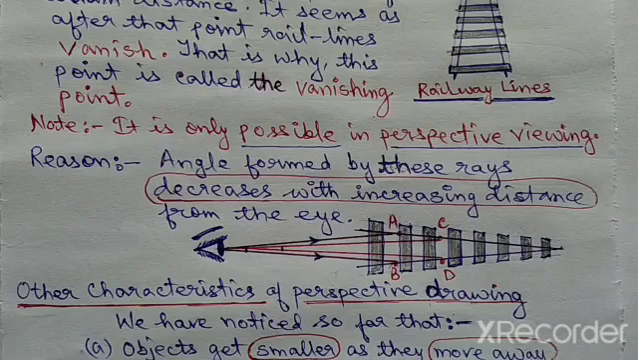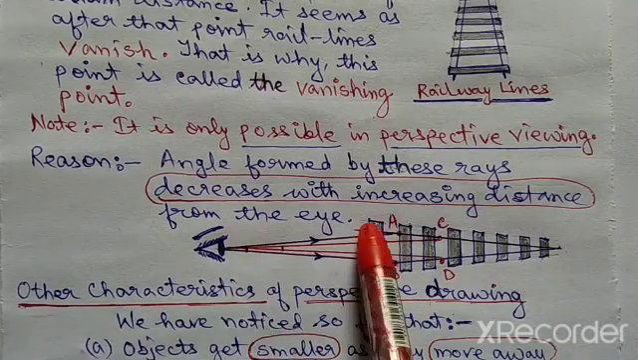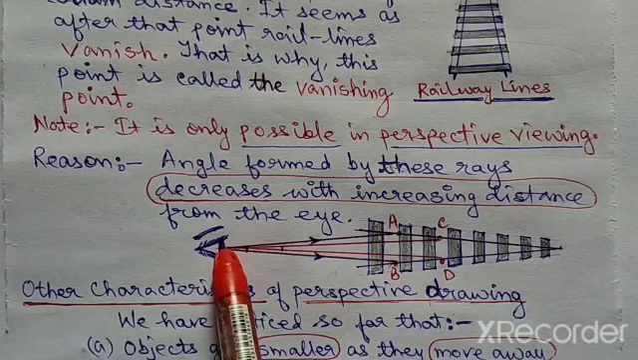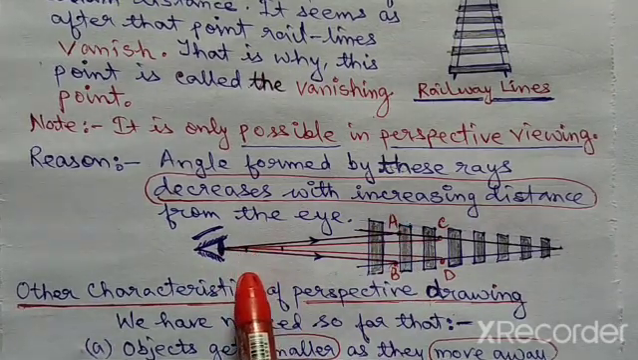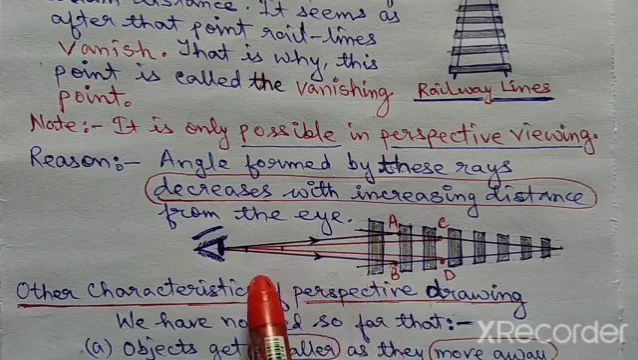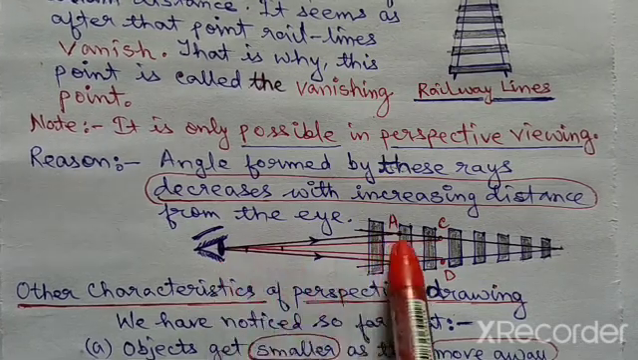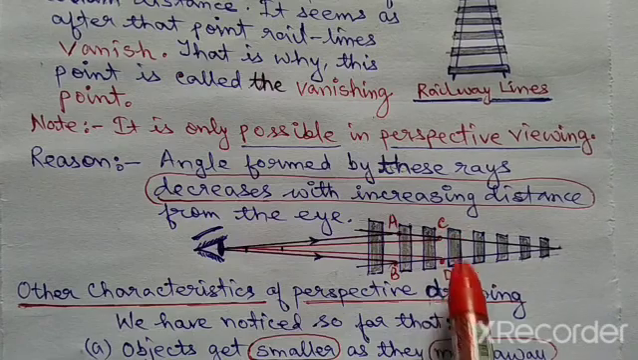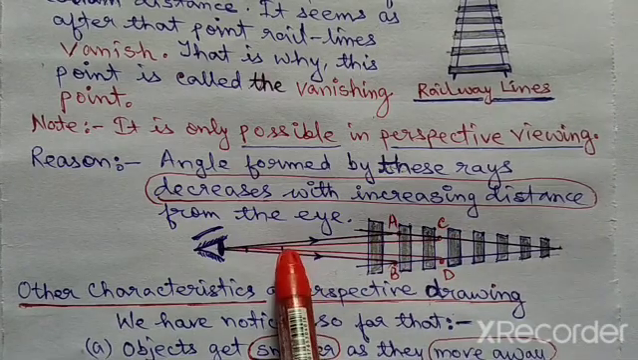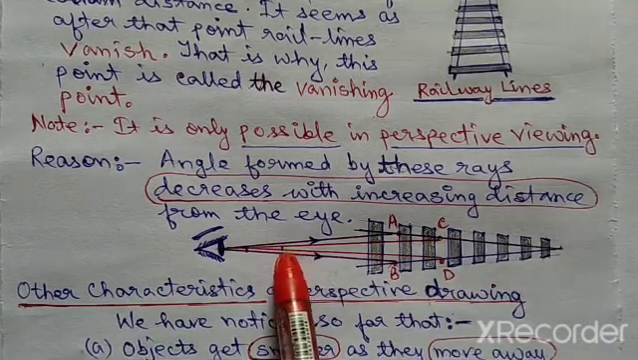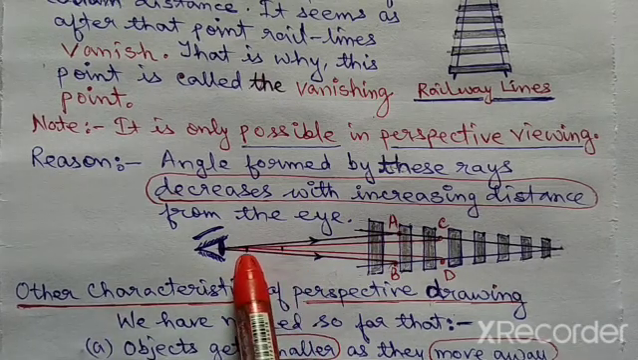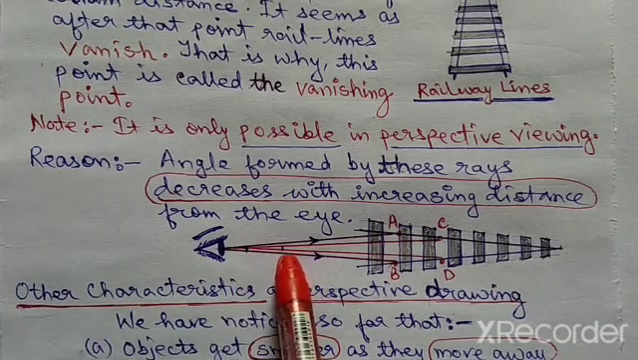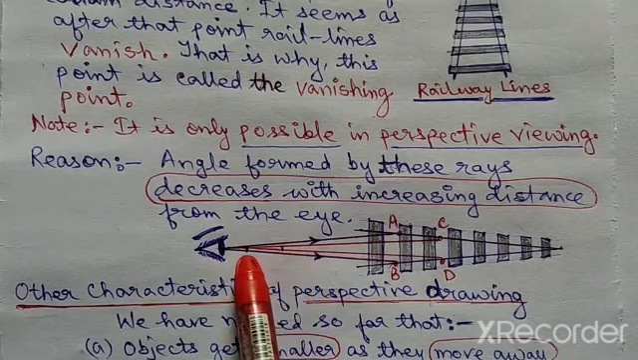So in the first case, the two rays coming from the eye point strike at A and B, so this is the angle, children. In the second case, the two rays coming from the eye point strike at C and D, again this is the second angle. Now the second angle is smaller than the first angle. Children, the second angle is smaller than the first angle.